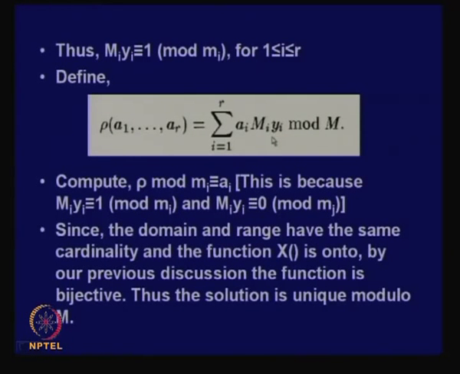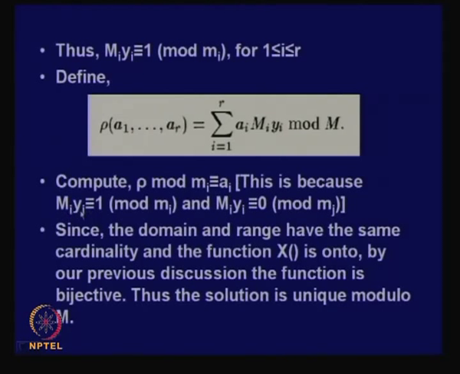The next thing to be understood is why it is true. You can easily check this. First, we will see that this really satisfies the original system of equations. So you take this rho and you take mod of some mi value. If you take mod of mi, then only for i does this value Mi yi go to 1, so you will have only ai, but for the other j values, this will go to 0. So only this will result in ai. Therefore, if you take mod of mi, the right hand side will be reduced to only ai. So rho mod mi will be equal to ai.